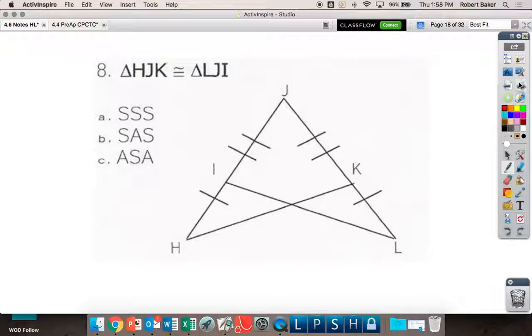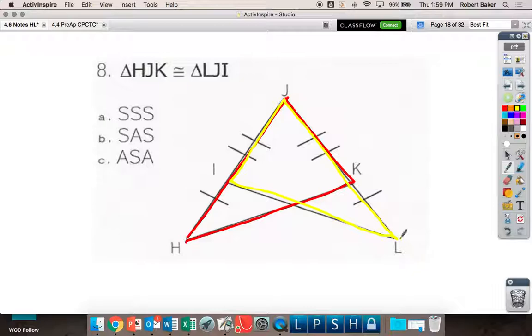SAS. You have to first know which two triangles you're trying to prove. We have HJK. That's one triangle. The other one is LJI. The red triangle and the yellow triangle.